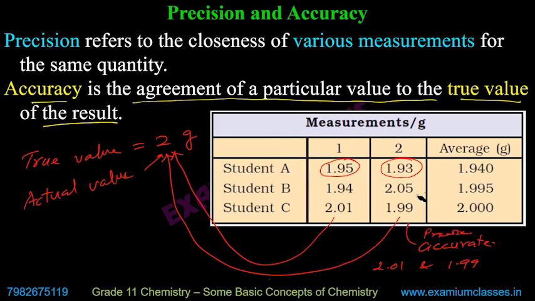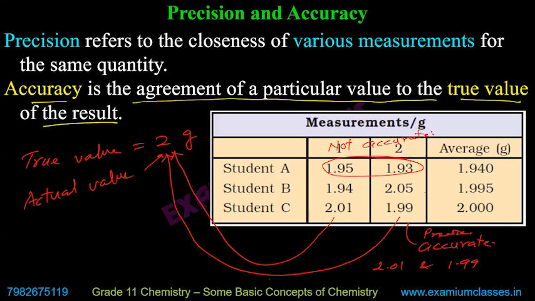Now come back again to A. 1.95, 1.93, these are far away from 2 grams. It means these are not accurate. But if you see, these are close to each other. So somewhat they are precise. So precision does not mean that they are accurate. Precision just measures how close the readings are.